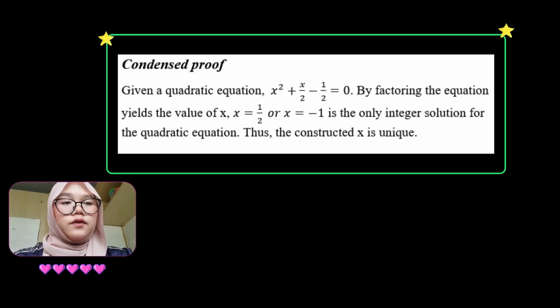For a condensed proof, given the quadratic equation x squared plus x over 2 minus 1 over 2 equal to 0, factoring the equation yields x equal to 1 over 2 or x equal to negative 1, and negative 1 is the only integer solution for the quadratic equation. Thus, the constructed x is unique.